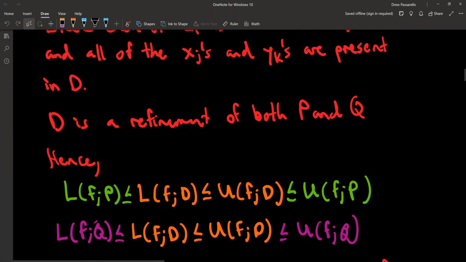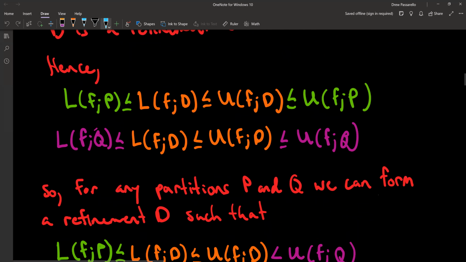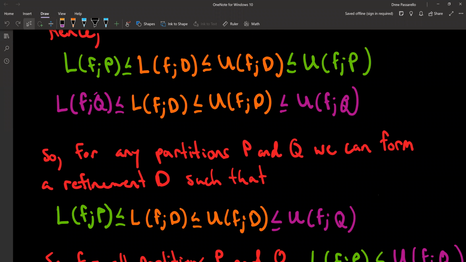Hence, we have that the lower sum of P is less than or equal to the lower sum of D, which is less than or equal to the upper sum of D, which is less than or equal to the upper sum with P. And the same thing for Q: the lower sum of Q is less than or equal to the lower sum of D, less than or equal to the upper sum of D, and that's less than or equal to the upper sum with Q. So for any partitions P and Q, we can form a refinement D such that the lower sum with P is always less than or equal to the upper sum with Q, because of this refinement D from both of those partitions P and Q.